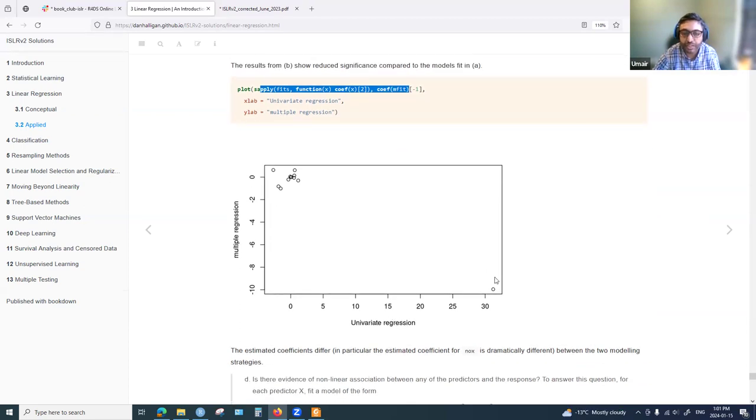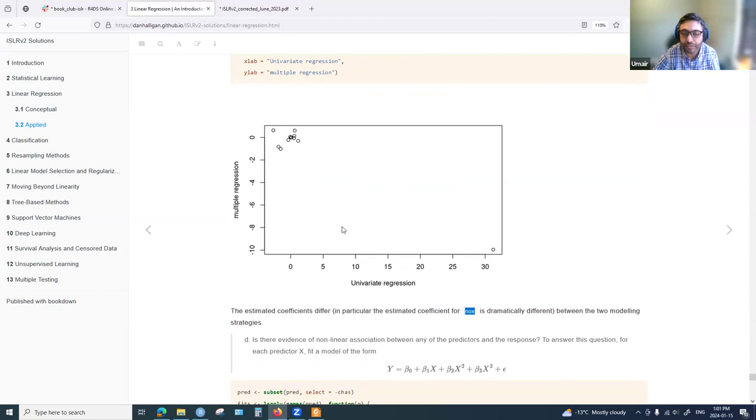So other than this point, which is for the NOX predictor, we see that univariate regression and multiple regression both lead to almost similar values of the coefficients. So they are different, but not very much. But this NOX variable definitely has a different coefficient with univariate regression compared to the multiple regression model.